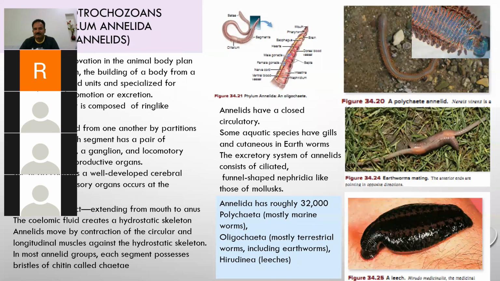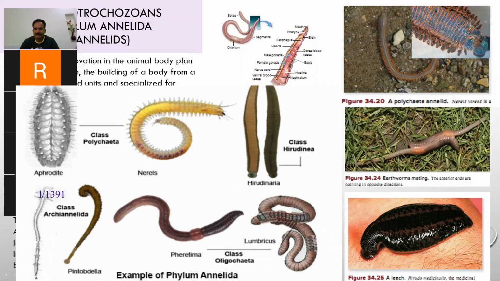Annelids have roughly more than 32,000 species, and polychaetes are normally marine animals. This is the picture of nereids, and you can study these locomotory structures in the case of polychaetes, known as parapodia.